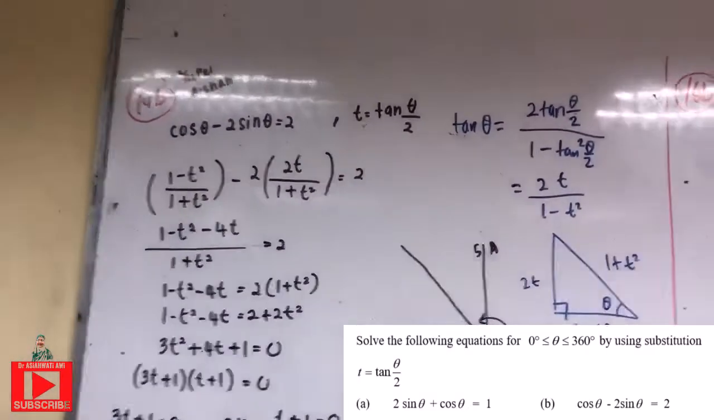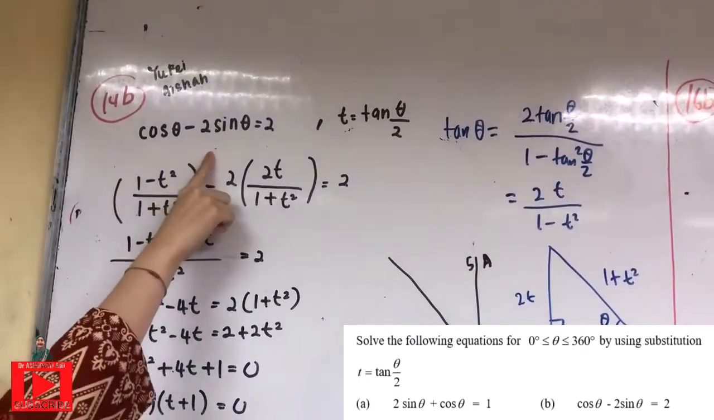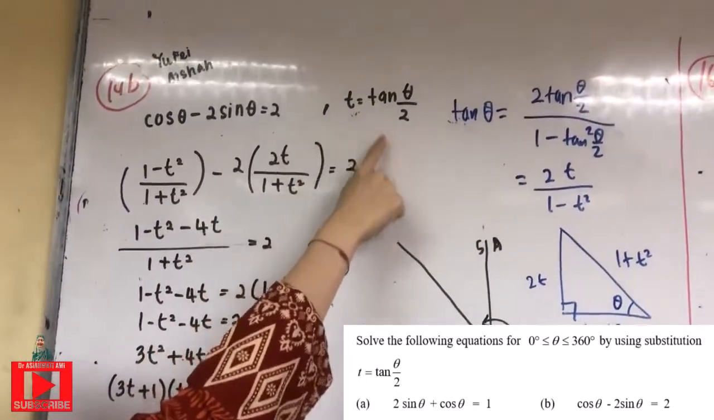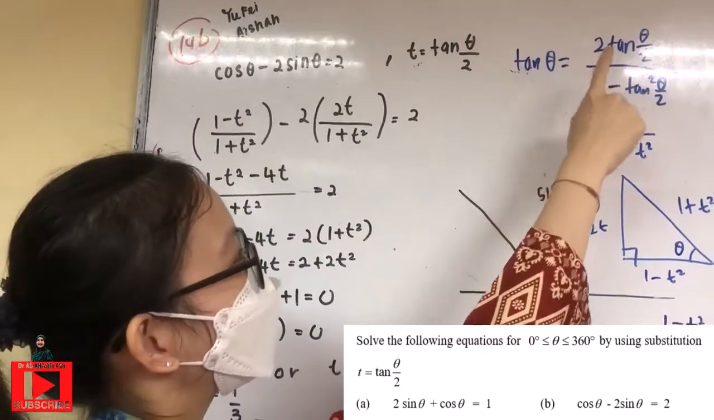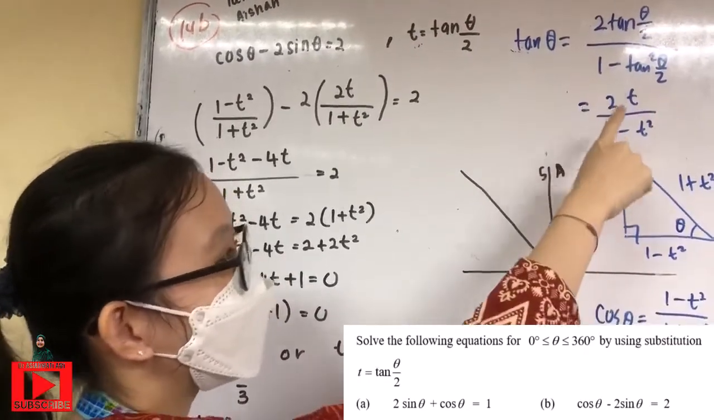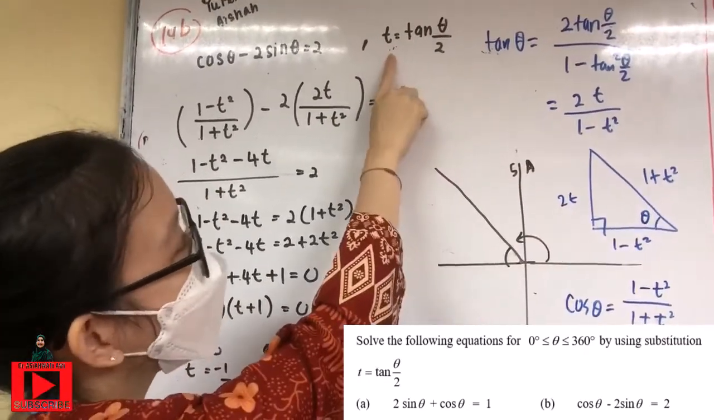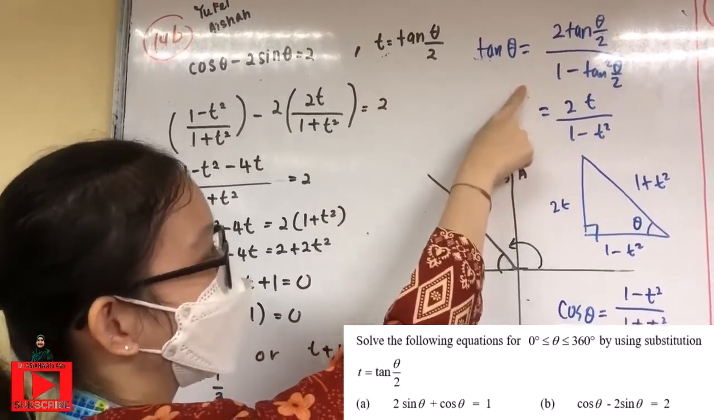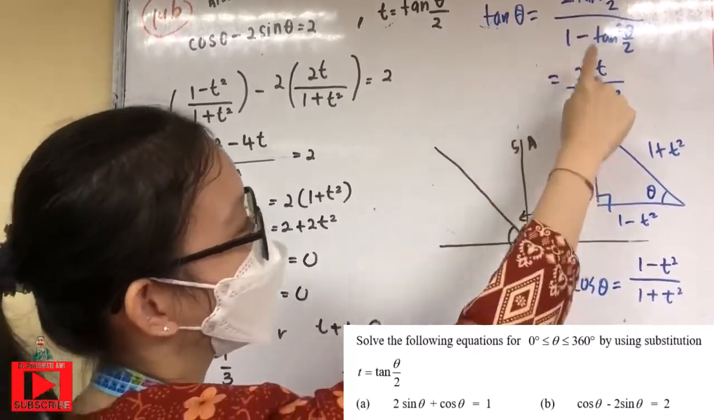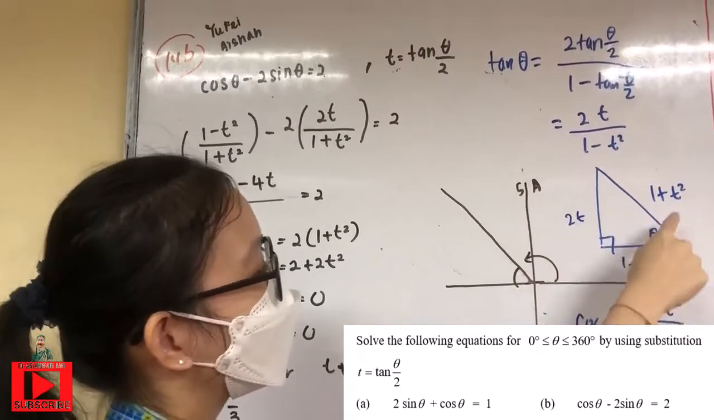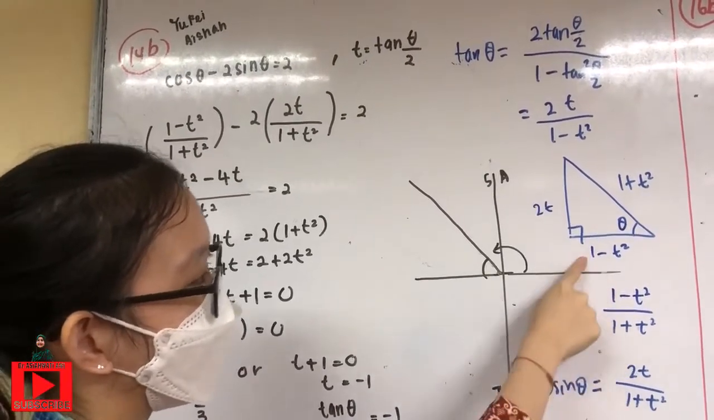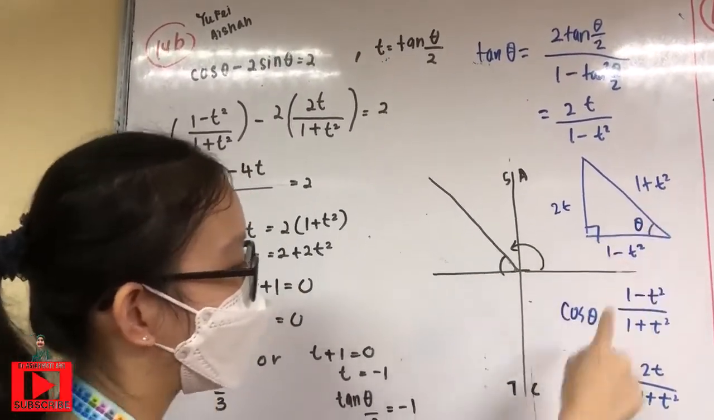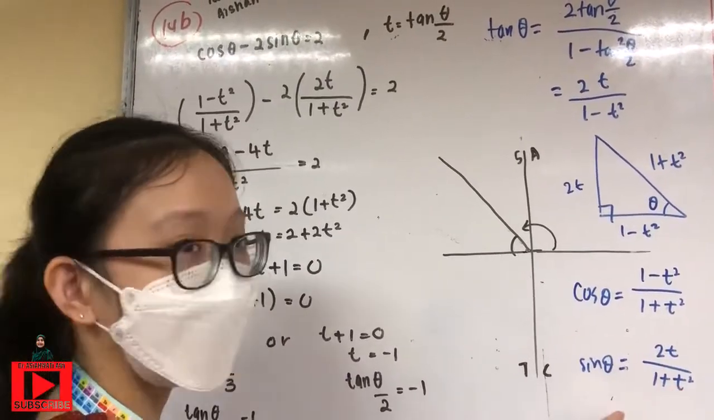Okay, next kita. Okay, so for 14B, question given is cos theta minus 2 sin theta equals to 2 and t will equals to tangent theta over 2. So tangent theta is equals to 2 tangent theta over 2 over 1 minus tangent square theta over 2. Sub this t equals tangent theta over 2 inside this formula. We will get tangent theta equals to 2t over 1 minus t square. So we draw a triangle and then we can find out that cos theta is equals to 1 minus t square over 1 plus t square and sin theta will equals to 2t over 1 plus t square.